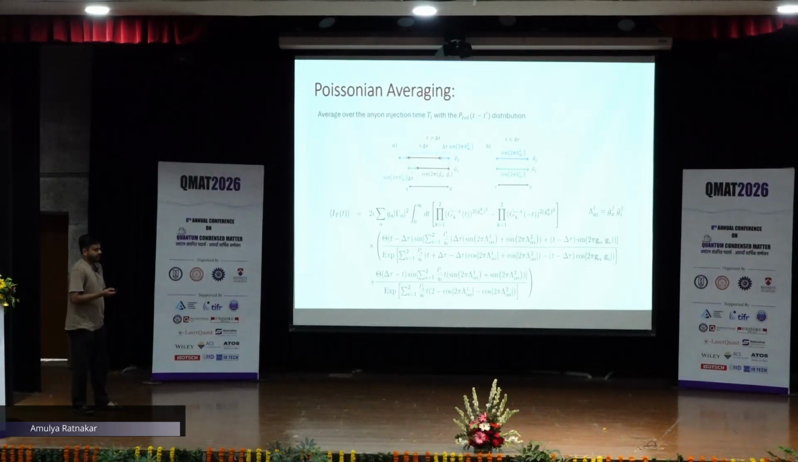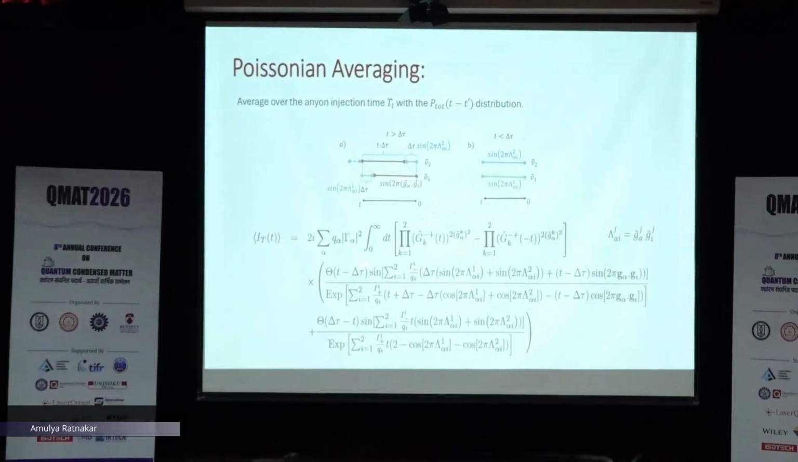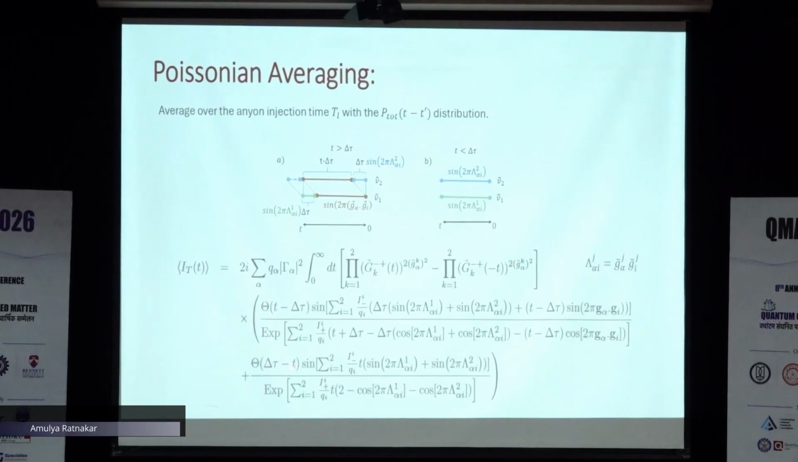Now, in general, we do not have a handle on the injection process, and the injection process at the source QPC is in general Poissonian on average. So what we do is Poissonian averaging over the injection time of the anions. If we do that and calculate the expectation value of the tunneling current, what we get is this very messy, however intuitive, expression. You can see that this expression is divided into two time domains, where t is greater than delta tau and t is less than delta tau.